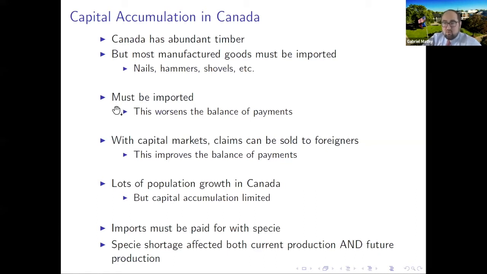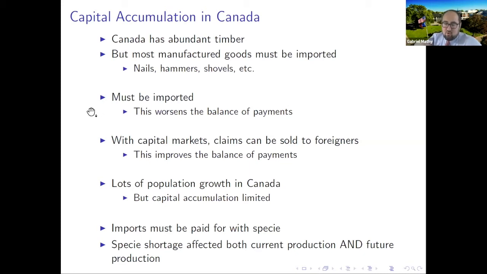As you're trying to grow, you've got lots of population growth, as we'll see later. You need to build houses. You can't use the capital account. You can't just borrow money in France because there's no real capital markets. So you can't borrow money for a nail, or sell claims to houses in Canada, because there's no capital account. So all of that has to go on the current account.